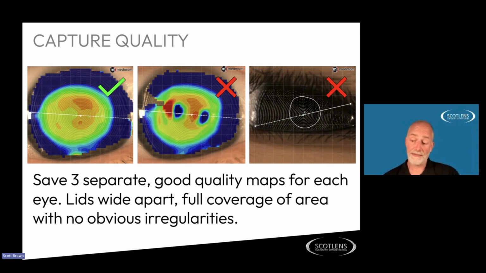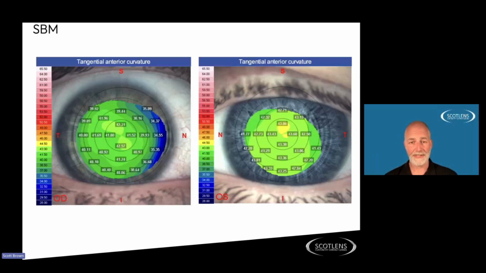Topographers usually give you a quality score when you do the capture. They were both good quality scores, but you can see we've got these artifacts in the middle one, so we would discard that image. And then, of course, patients have to have their eyes open for us to get a decent amount of information. You don't want to have lids and lashes in the way, as we see in the right-hand image. So having the patient turn the head slightly and open their eye wide is the best way to get a good capture.